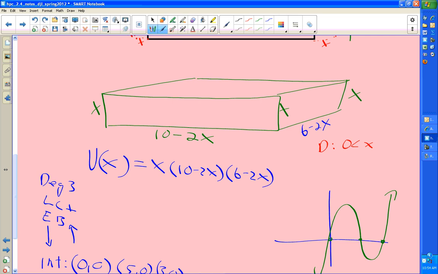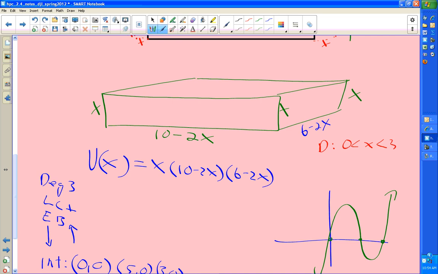Let's just say it was 4. Could it be 4? Try a 4. What's the width of the base if x is 4? How many negative width bases have you ever seen? None. What's the maximum value for the domain? It's got to be 3. So when you look here, we need to be less than 3.